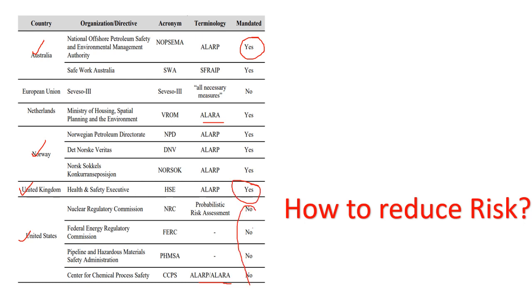in the USA. Now the question comes, how will you reduce risk? You will reduce risk through different protection layers, right? So what are these protection layers and how will you reduce risk? All these things we will be discussing in our next lecture.